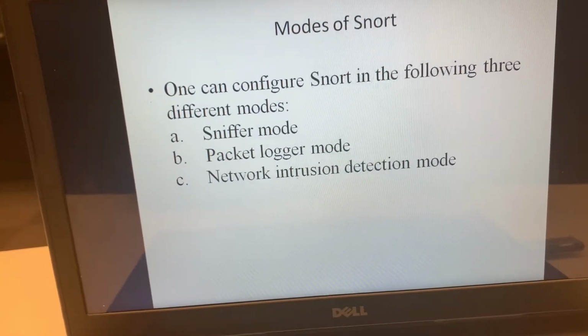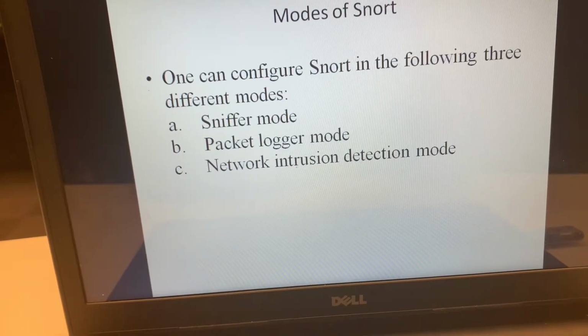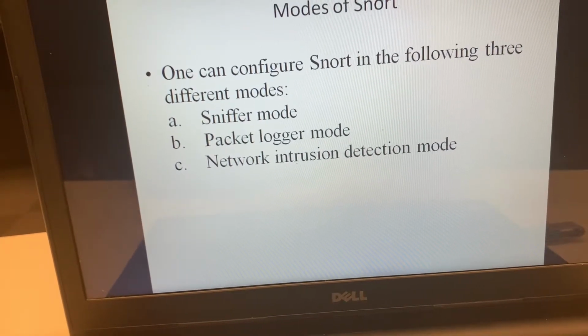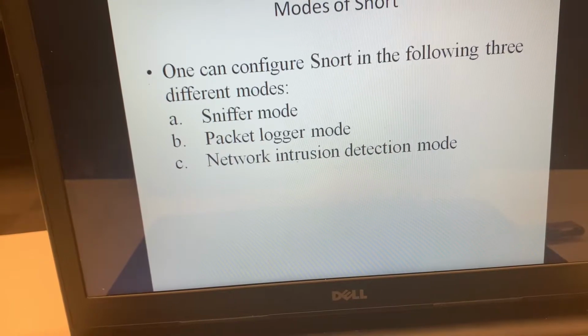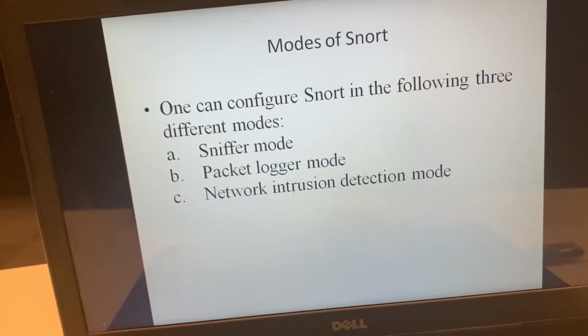So there are some modes of Snort. One can configure Snort in the following three different modes. First, sniffer mode, packet logger mode, and then the last is network intrusion detection mode. So these are the three main modes which Snort uses.